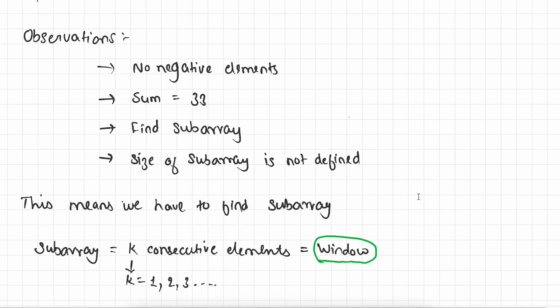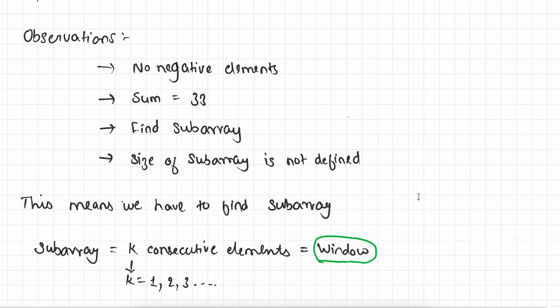If the size of the subarray is not defined, then obviously we have to find the size of the subarray, right? And in the previous video, we learned that a subarray is k consecutive elements and it is equal to the window size. For those guys who do not know about window, I have discussed the window and fixed size sliding window in the previous video. If you have not watched that video, then I highly recommend watching it first and then coming back here to continue watching this video.